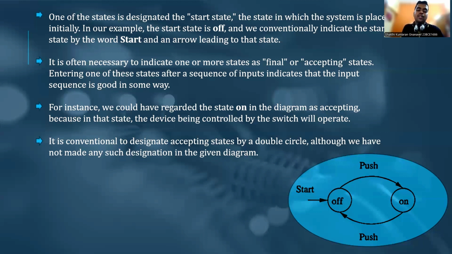One of the states is designated the start state. This is the state in which the system is placed initially. In our example, the start state is off, and we conventionally indicate the start state by the word start and an arrow leading to that state.